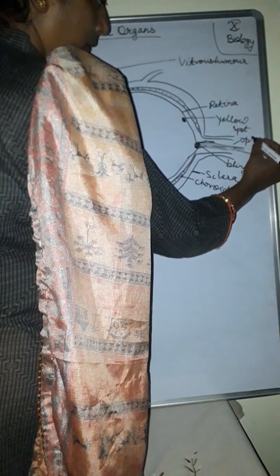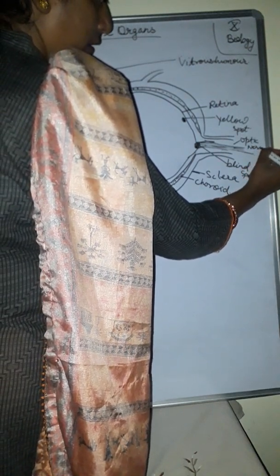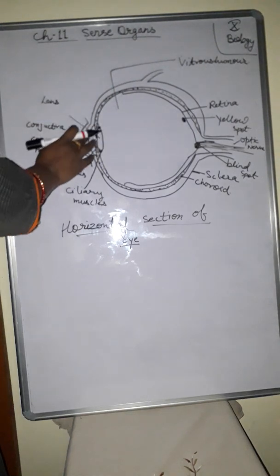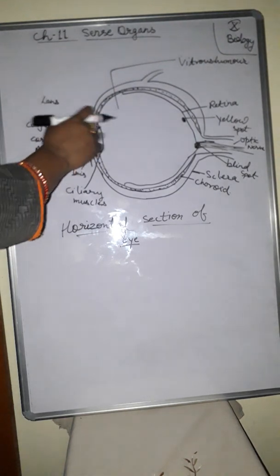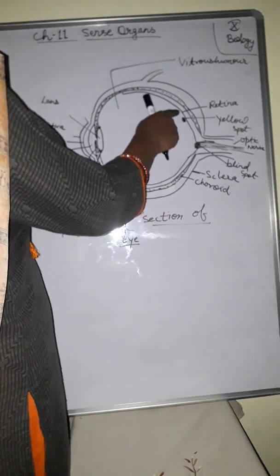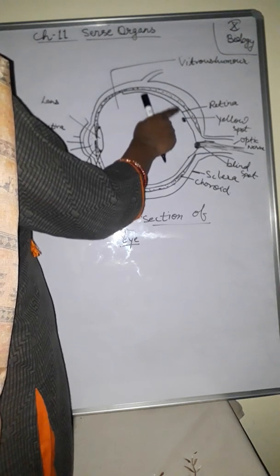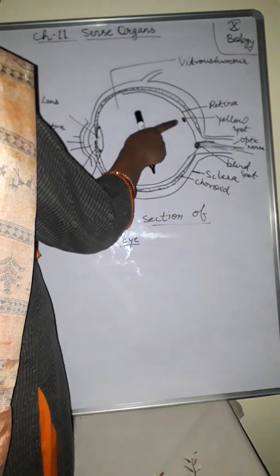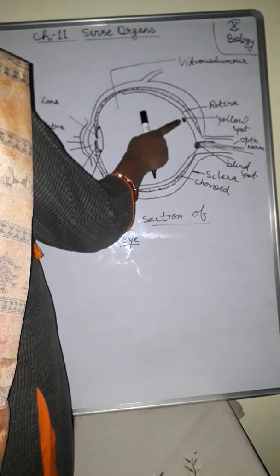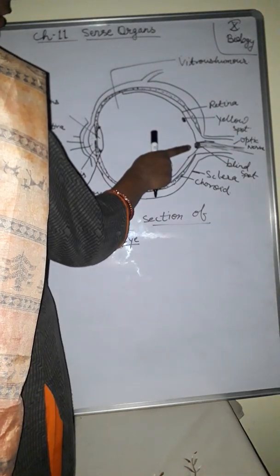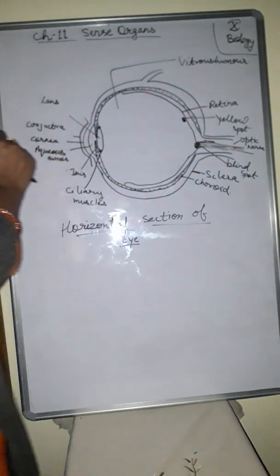And this one is the optic nerve. Vitreous chamber contains vitreous humor, aqueous chamber contains aqueous humor. The outermost layer is called the sclera, the second one is choroid, and the third one is retina. It contains three layers. This spot of best vision is called yellow spot or fovea. And this one is the no vision spot, called the blind spot.